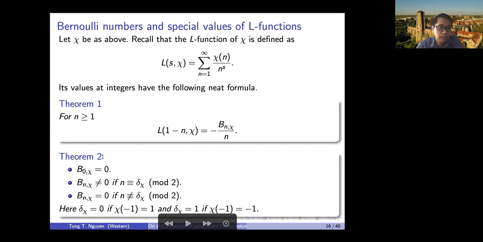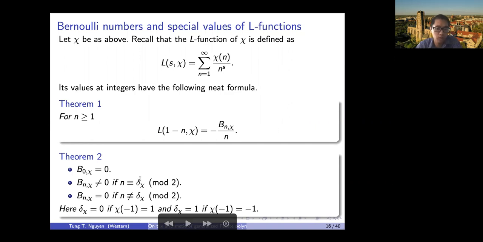So I define delta of chi to be 0 if the character is even. In other words, chi of -1 is 1, and delta chi will be 1 if the character is odd. That means chi of -1 equals -1. So this says that the Bernoulli number does not vanish if n is congruent to delta chi mod 2, and it vanishes if n is not congruent to delta chi mod 2.